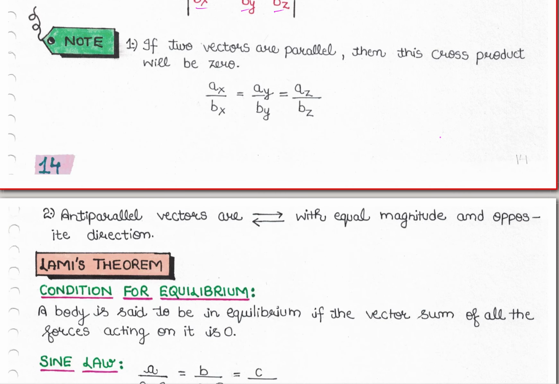Note, if two vectors are parallel, then this cross product will be 0, or we can write ax by bx is equal to ay by by is equal to az by bz. And if two vectors are anti-parallel to each other, that is a vector like this and another vector like this, with equal magnitude and opposite direction.